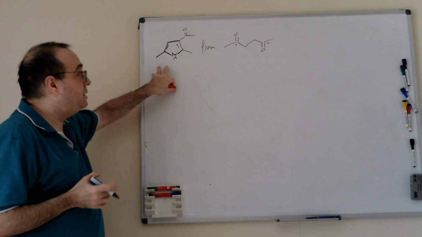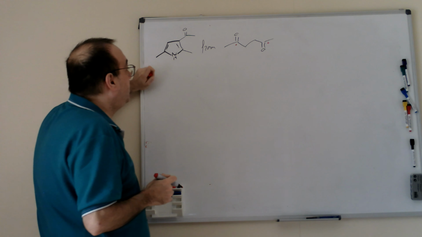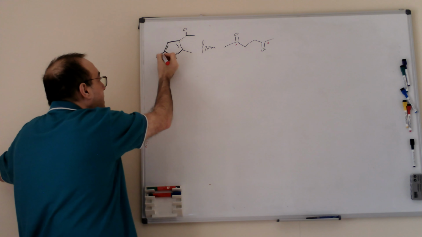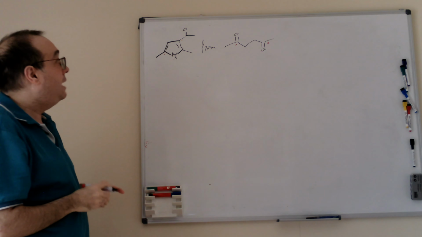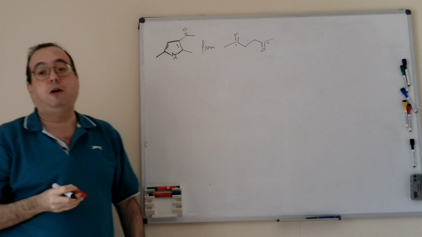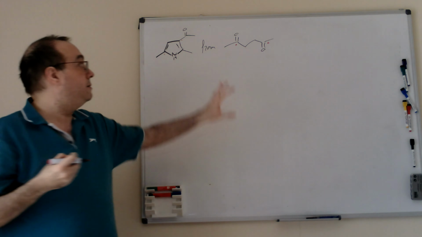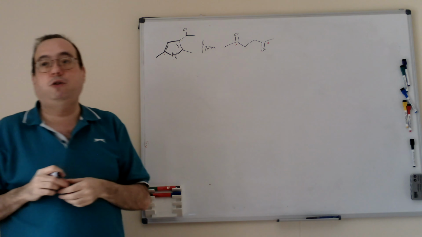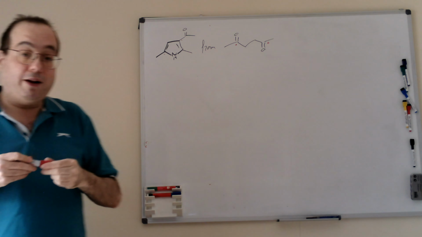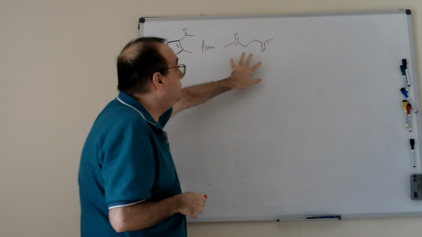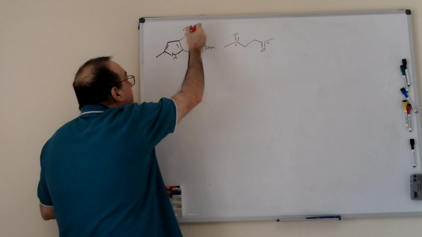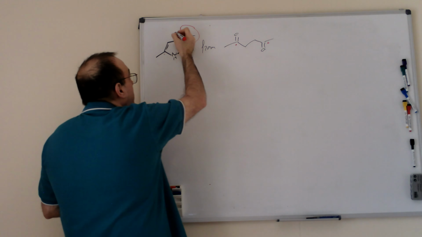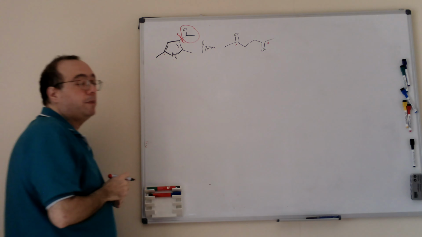Obviously, this is a Paal-Knorr synthesis. Why? Because in the Knorr synthesis, what we need is an electron withdrawing group here, that we have in this case, but also here, that we don't have. And the starting material is a 1,4-dicarbonyl compound. That means probably, for sure, this will come from a Paal-Knorr synthesis. However, if we do a Paal-Knorr synthesis of this compound, something is missing. This is missing.